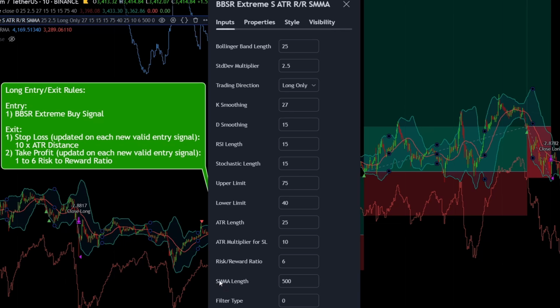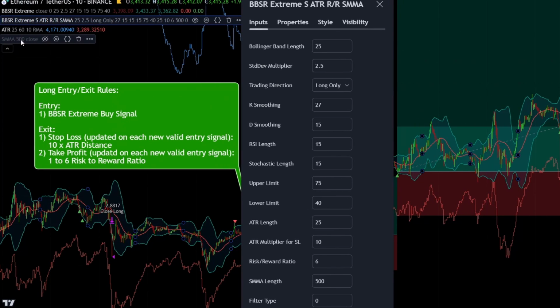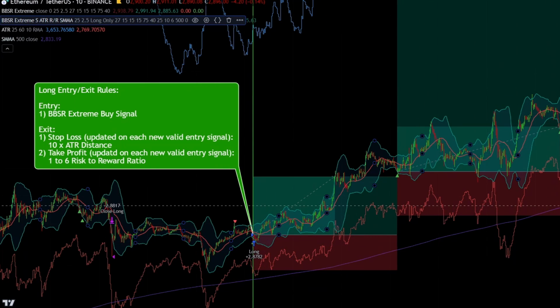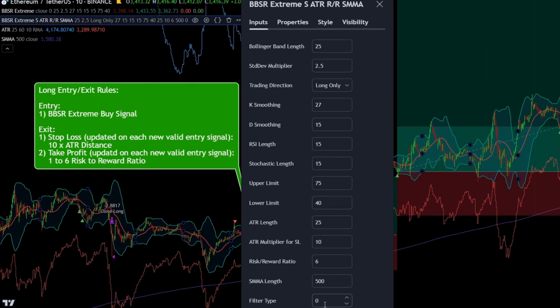Besides that, on the bottom you can see an SMMA length and the filter type. The SMMA is my favorite trend filter indicator. You can see it right here. It is just a simple line, but it is my go-to trend filter. So if you don't want to use that, you have to set the filter type to 0.